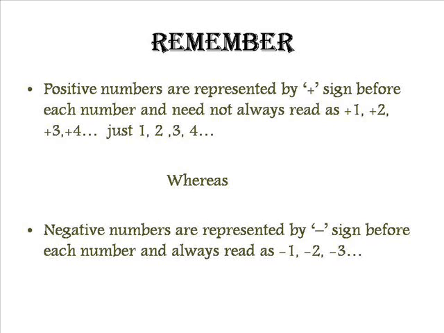So positive numbers need not always be represented or read as plus 1, plus 2, plus 3 and so on. We can just read them as 1, 2, 3, 4 and 5. Whereas coming to negative numbers, we should always represent them with a minus sign and read them as minus 1, minus 2, minus 3 and so on. This is a small difference to identify whether a number is positive or negative.